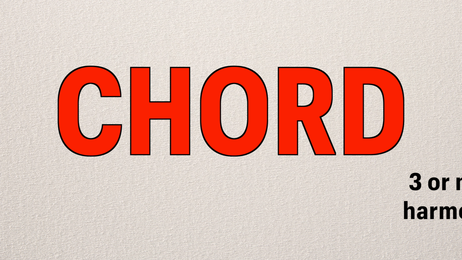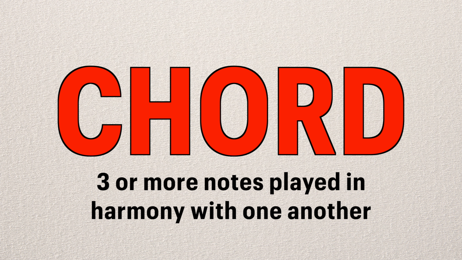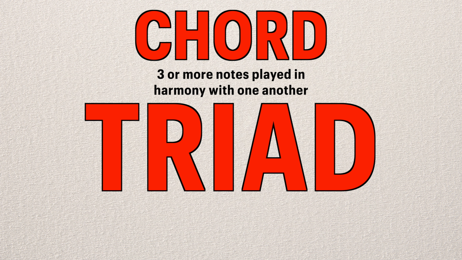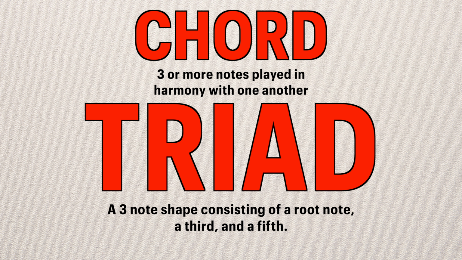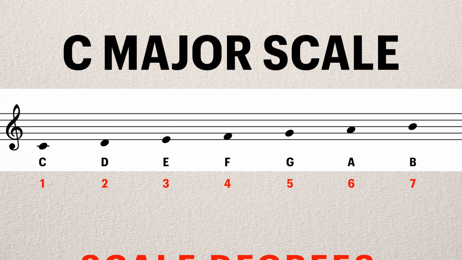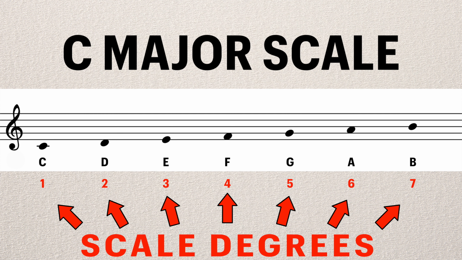A chord is 3 or more notes played in harmony with one another. The most basic kind of chord is the triad. A triad is a 3-note shape consisting of a root note, a third, and a fifth. These phrases, root note, third, and fifth, are referring back to the scale degrees of the major scale.